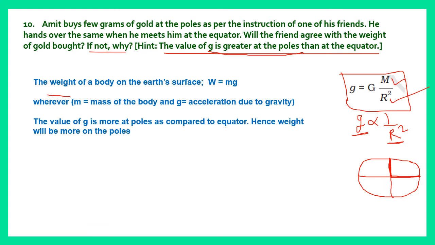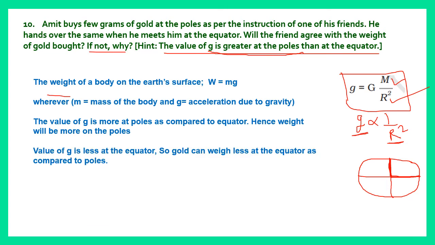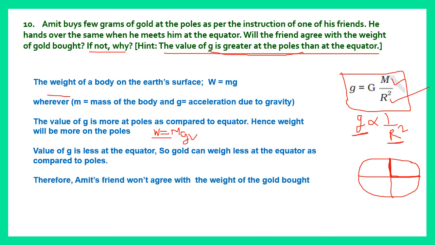The same thing is explained over here. The value of g is more at the poles. So if g is more, weight will be more. Why? Because W is equal to mg. And if the value of g is more, W will be more. Value of g is less at the equator, so gold will weigh less at the equator as compared to the poles. So his friend will not agree with the weight of the gold bought by Amit.